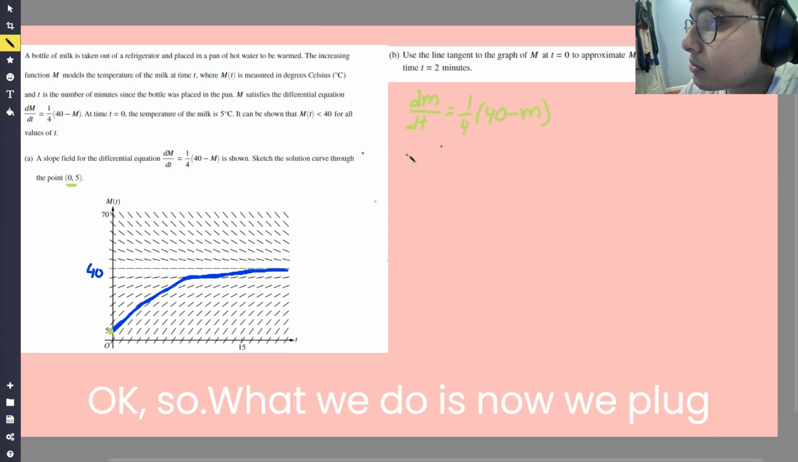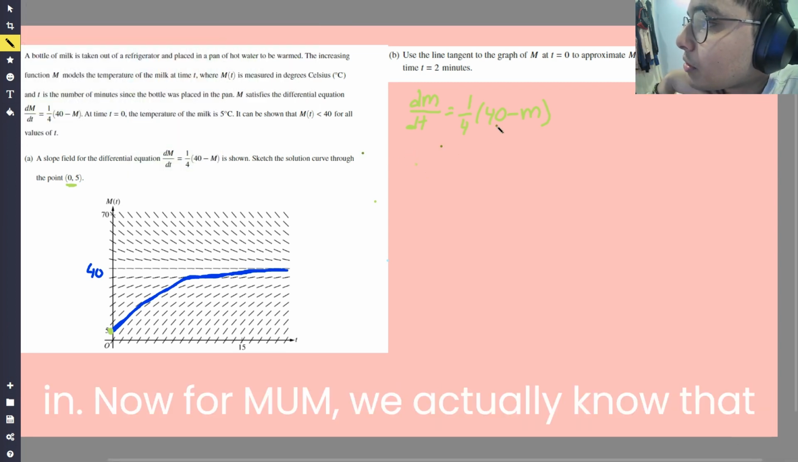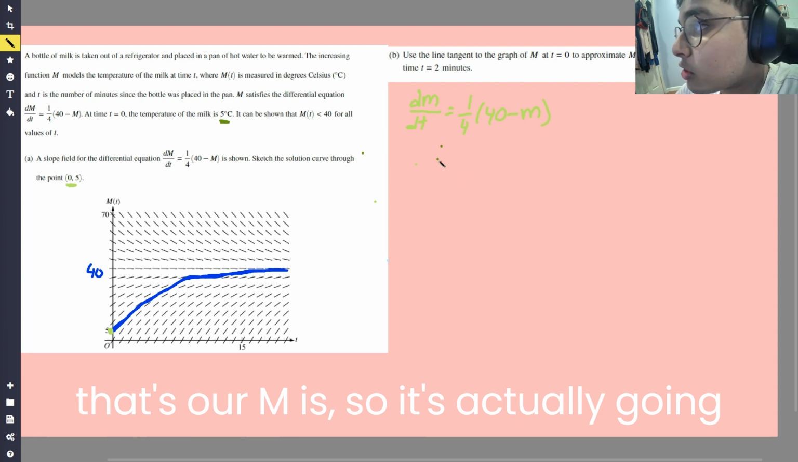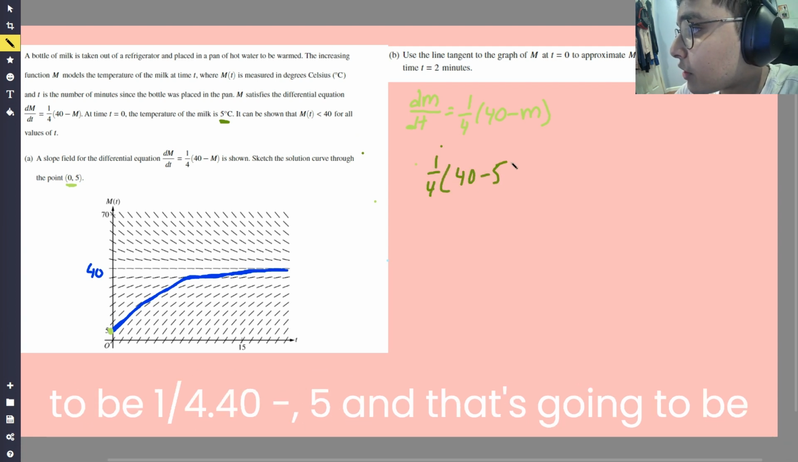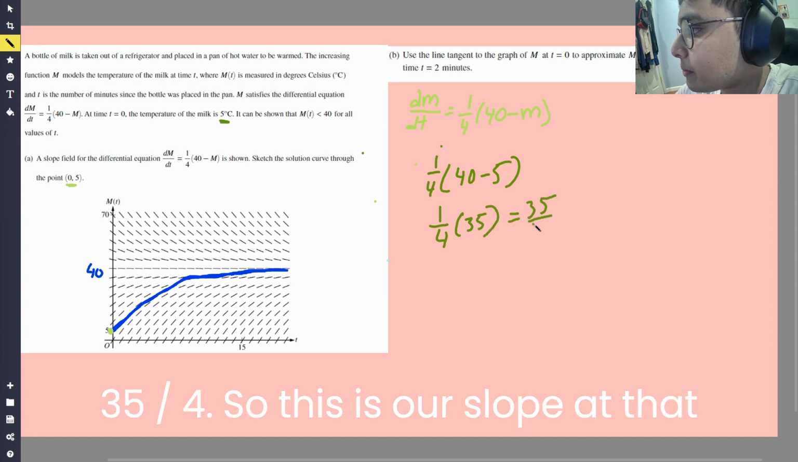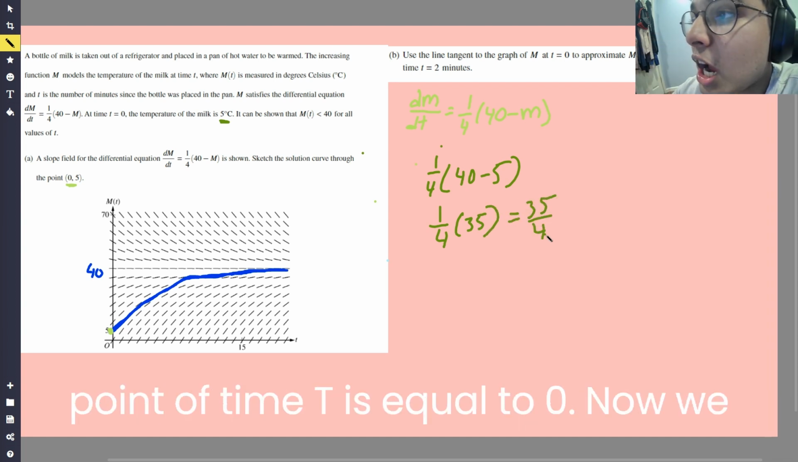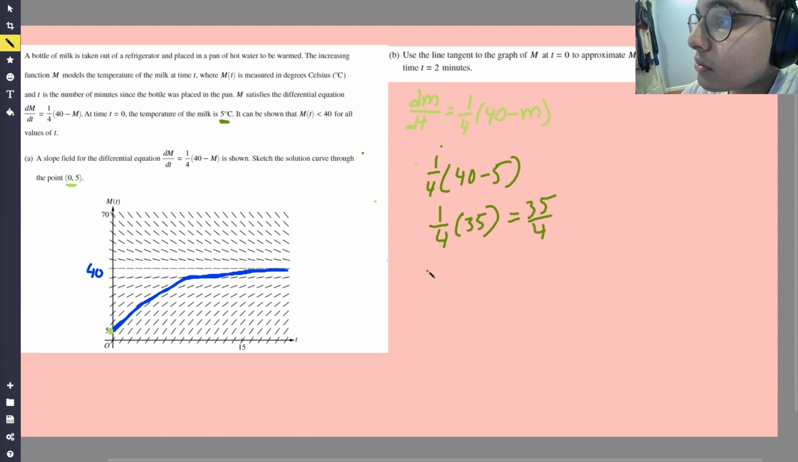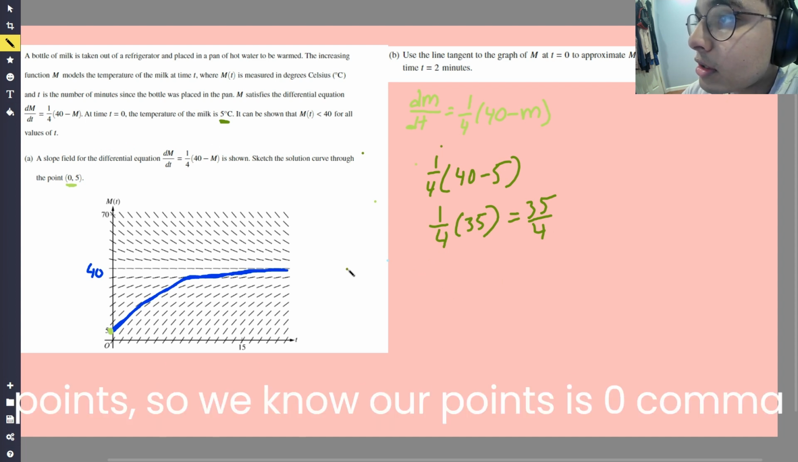Okay, so what we do is now we plug in. Now for m, we actually know that at time t is equal to 0, m is 5 degrees. Since it shows 5 degrees Celsius here, that's what our m is. So it's actually going to be 1/4 (40 minus 5), and that's going to be 1/4 of 35. And that is equal to 35 divided by 4. So this is our slope at that point of time t is equal to 0. Now we can actually plug it into the point slope formula, given our points. So we know our point is (0, 5).